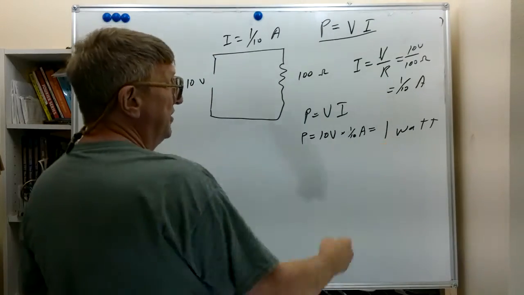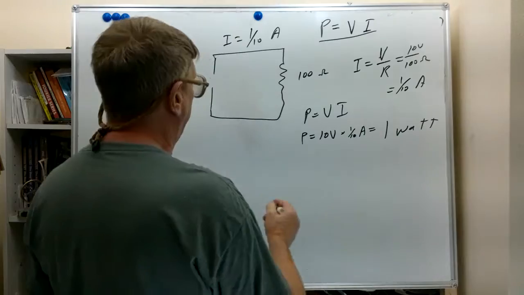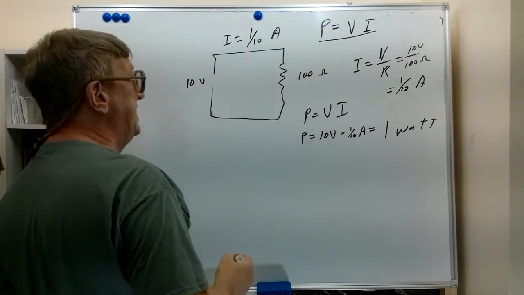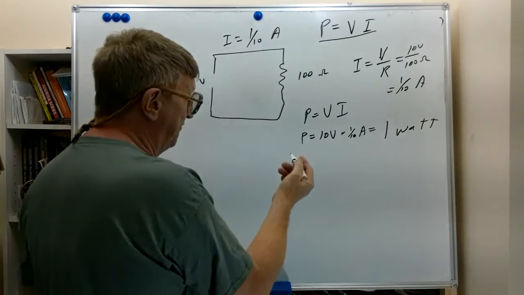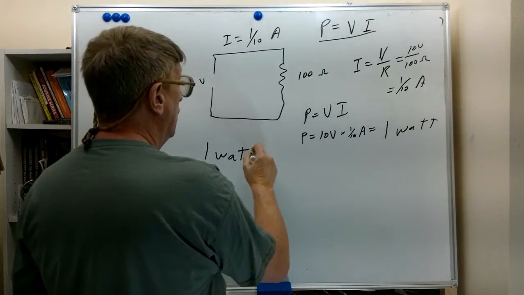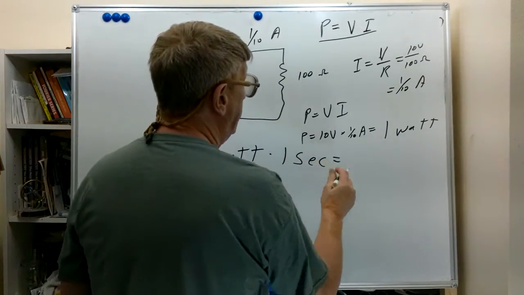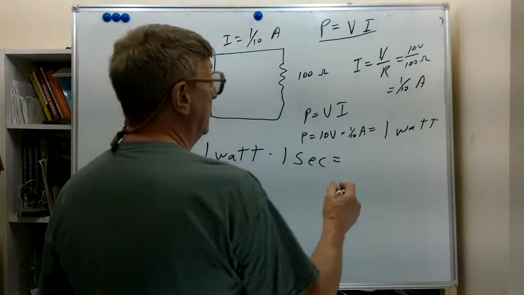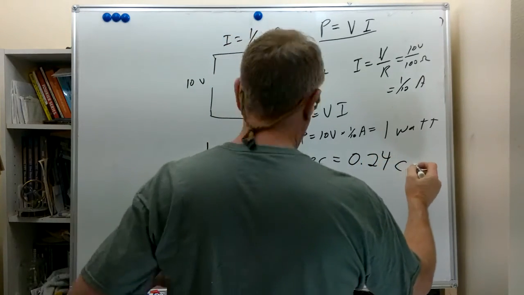Now we've done this as a 1 watt situation, and what happens if you have 1 watt of heat dissipated from that resistor, or 1 watt of heat created from the current flow, 1 watt for 1 second will be an amount of heat equal to 0.24 calories.